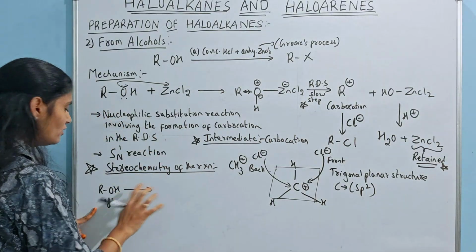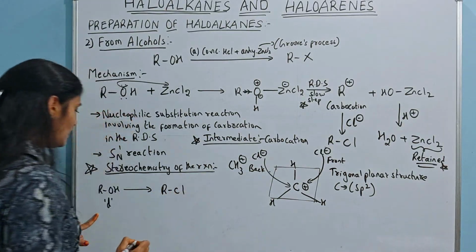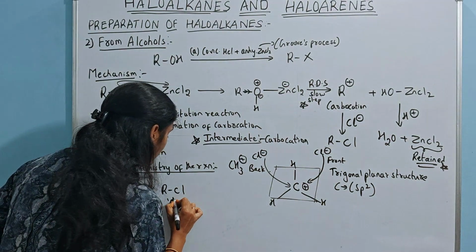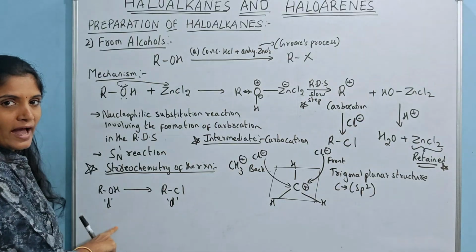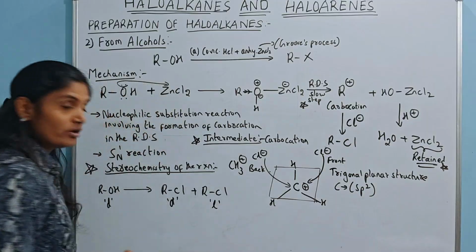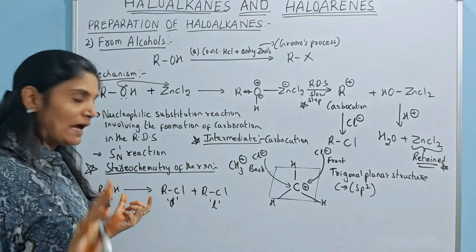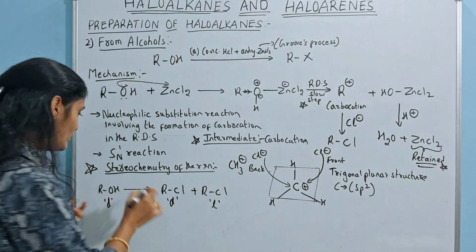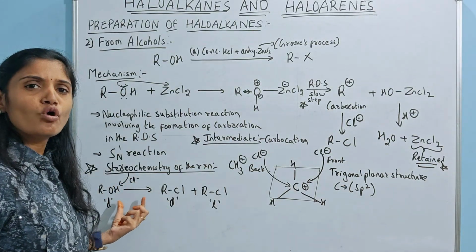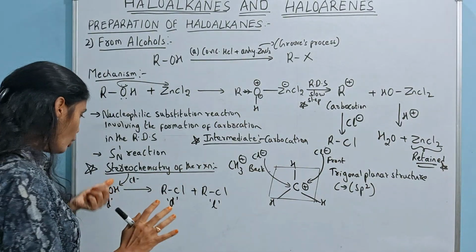Now, if the alcohol is dextrorotatory and I have done the reaction using Lucas reagent, I will get RCl. One RCl will be of D configuration like the substrate, and the other RCl which I am getting here will be of L configuration. So if the attack of Cl is from the front side, then the configuration is retained, because OH will go and Cl will come at the same place.